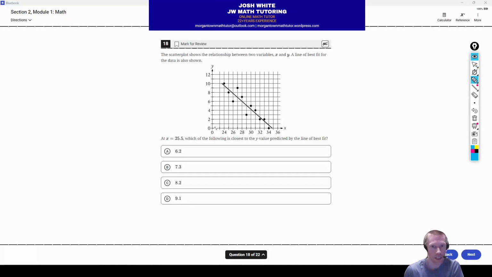Next up, question number 18. Here you basically have a scatter plot of a bunch of points, and there's a line of best fit shown. They just want to know what the predicted y value is when x is 25 and a half. So we're looking on the graph here, halfway between 25 and 26. We go up, and it looks like it's about right here, between 8 and 9, a little closer to 8. So 8.2, letter C, is the only one that makes sense because there's nothing else between 8 and 9. So that's all to do for this question.